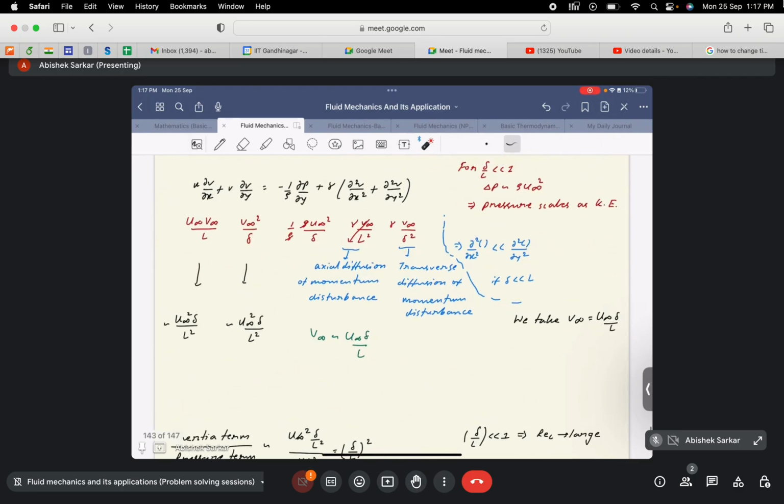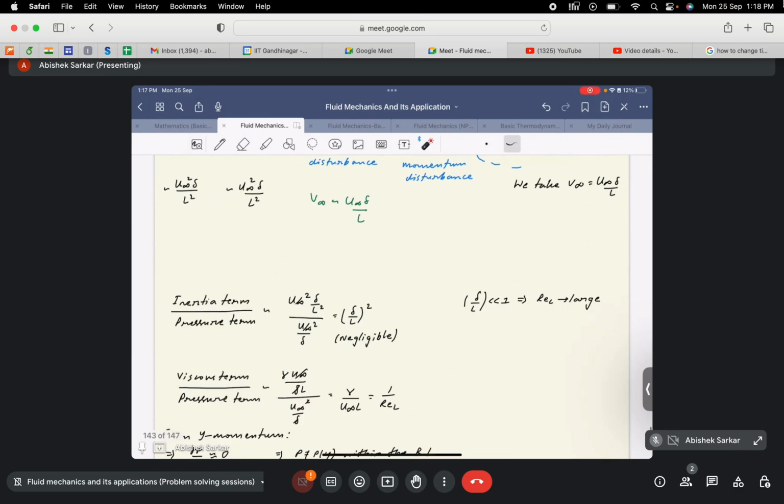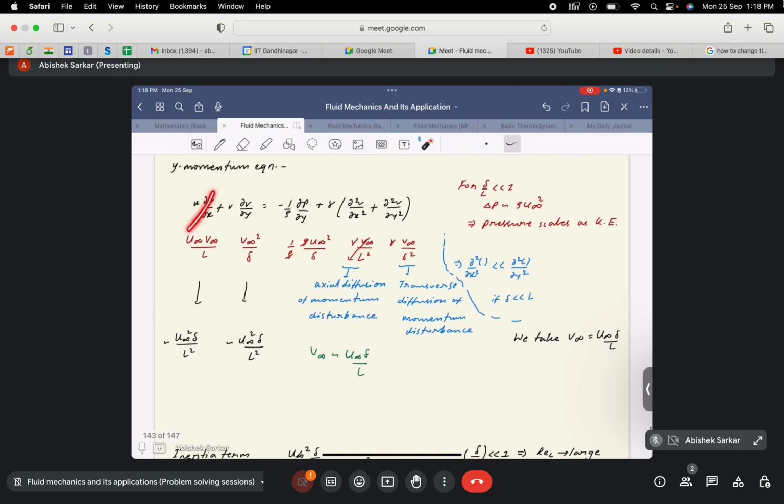So now we need to check the relative magnitudes of the pressure term and the viscous term, and the pressure term and the inertia terms. So we take the ratio of the inertia term and the pressure term. If we solve these fractions, we get that the ratio of the inertia term and the pressure term would scale as the square of δ by L. And since δ by L is much less than 1, the inertia term is negligible compared to the pressure term. That's the first approximation that we get. So these terms can also be neglected.